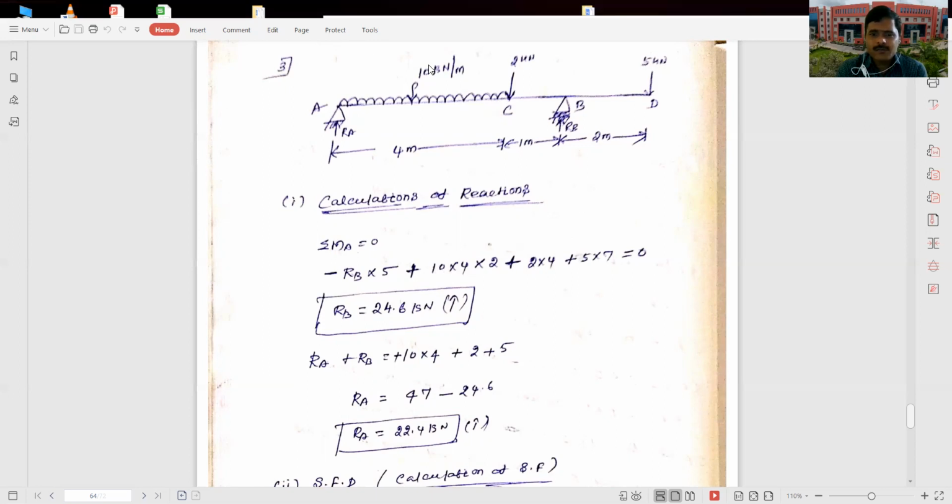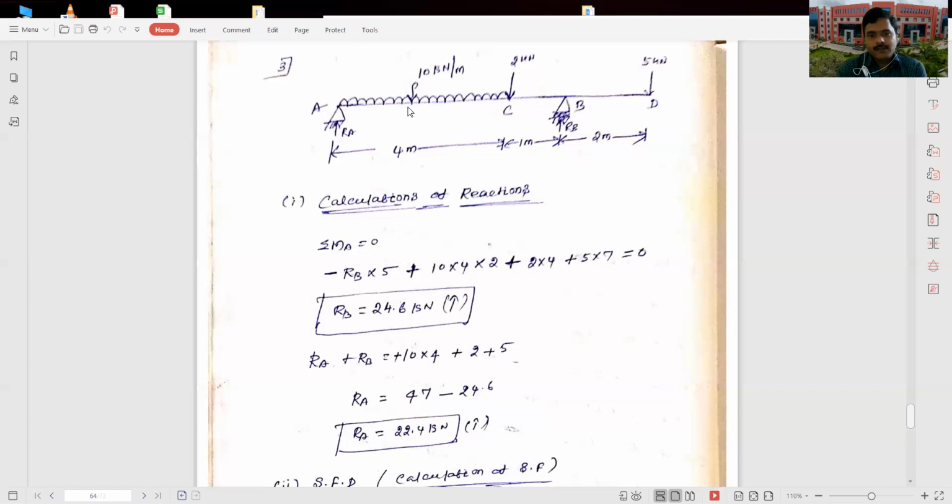So moment means what? Load into distance. Also, if we convert this UDL into a point load, it will act at the center of the UDL. The total UDL length is 4, therefore 4 by 2, at a 2 meter distance from here, the point load will be acting. So the point load of 10 into 4 acts at a distance of 2 meter from point A. So this is 10 into 4, 40, into distance 2. And also you can see the direction is downward, and it is towards the section you consider in a clockwise direction.